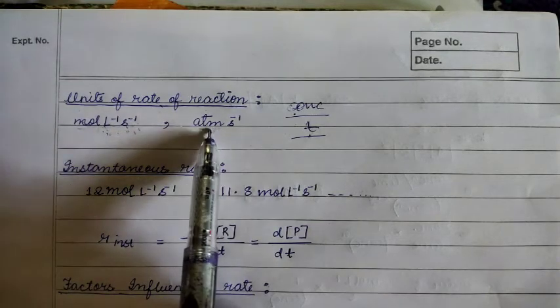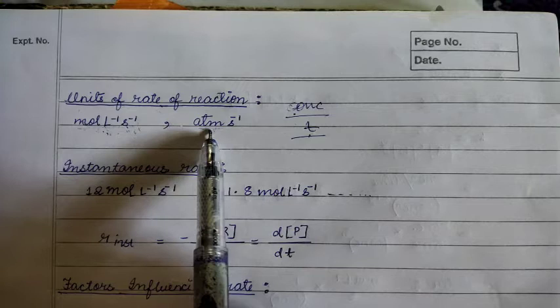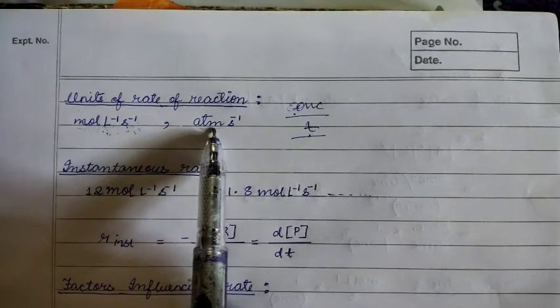Next, for gaseous atoms, they don't really show the rate of reaction in terms of concentration but in terms of pressure, because gas exerts pressure. So likewise we can calculate the rate of the reaction in terms of pressure of the gas. So here you will get atm per second, that is atmospheric pressure divided by time, that is atm per second.